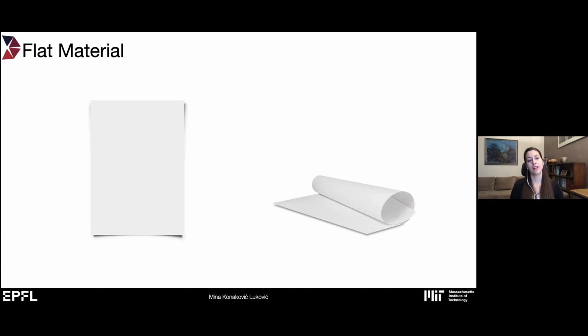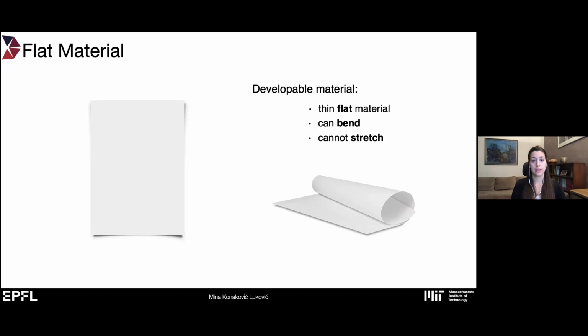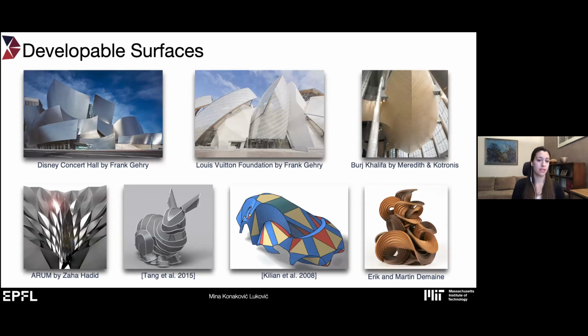And when we think of flat materials, for example, a sheet of paper, they're often developable. What developable means is that the material is thin and flat, and it can bend freely, but it cannot stretch. Developable surfaces have been studied quite a bit recently. They have been gaining interest from famous architects, but also a lot of work has been done in the computer graphics community. For example, the work from Helmut Pottmann's lab, or the work from Erik and Martin Demaine on origami.